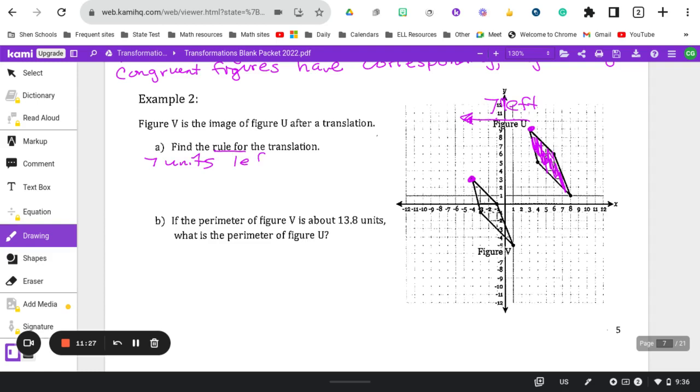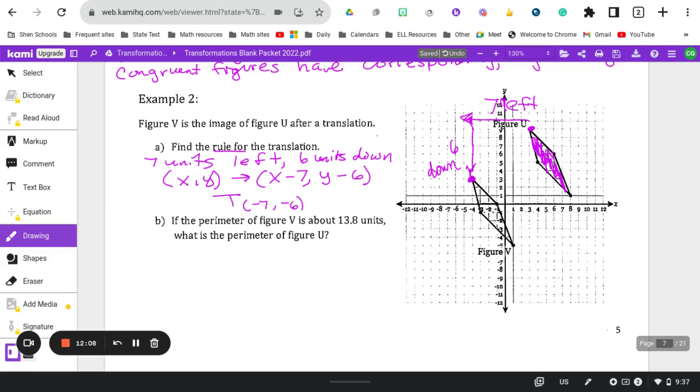that's a negative direction on the x-axis, right? Then I'm going down 1, 2, 3, 4, 5, 6 units down. So that's also a negative. So let's see. If I'm writing this as arrow notation, X is going left 7, so that's going to be negative 7. Y is going down 6, so that's also going to be negative. And then as an ordered pair, negative 7, negative 6 for X and Y.